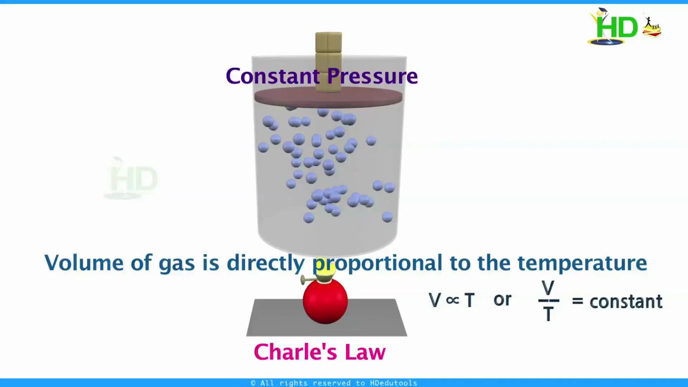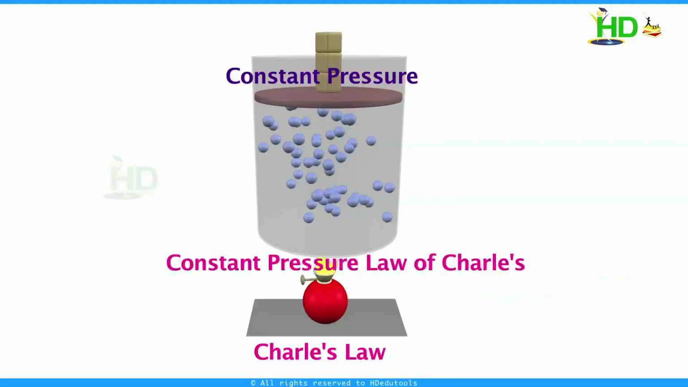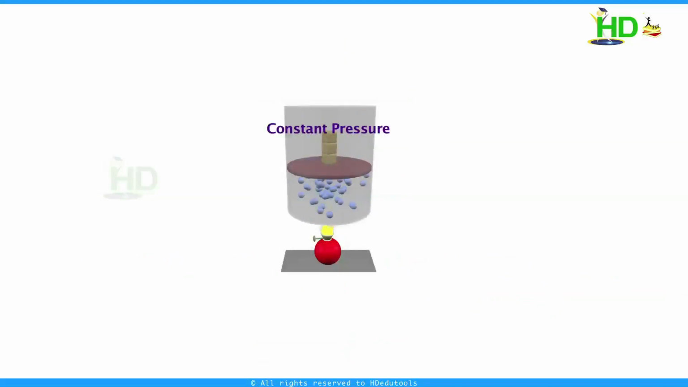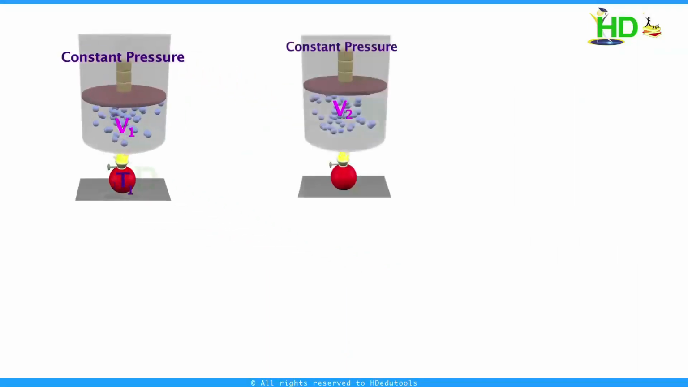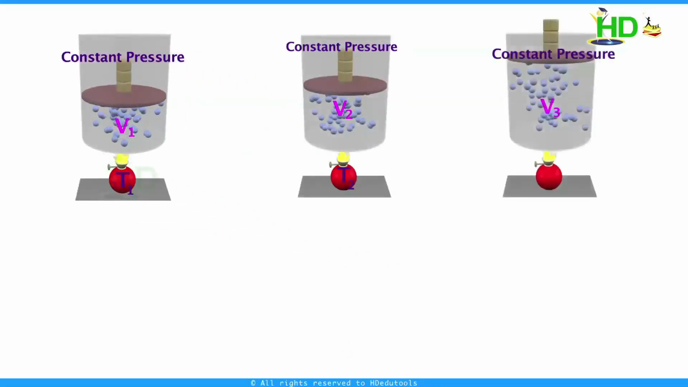And a very important thing, here T is the absolute temperature. That means this is taken in Kelvin scale, not in degree Celsius. This is also called the constant pressure law of Charles. Suppose we consider at constant pressure, the volume of gas is V1 at temperature T1, V2 at temperature T2, V3 at temperature T3 and so on. Then we can write V1 by T1 is equal to V2 by T2, which is equal to V3 by T3, etc. This is equal to constant.